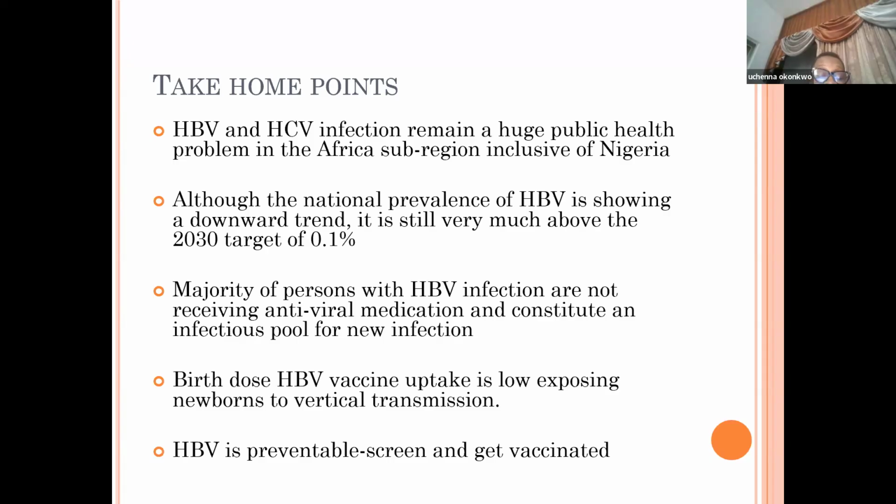And I think I've tried to highlight some of the challenges that we have in getting to the 2030 target of 0.1% prevalence. Majority of persons with hepatitis B virus infection are still not receiving antiviral medication. Out-of-pocket payment is still a problem.